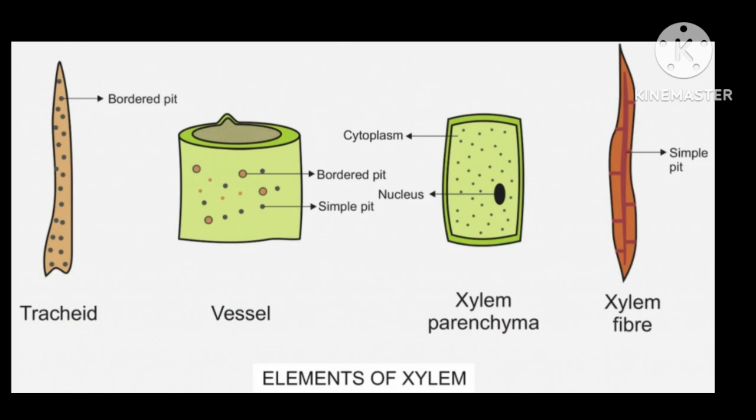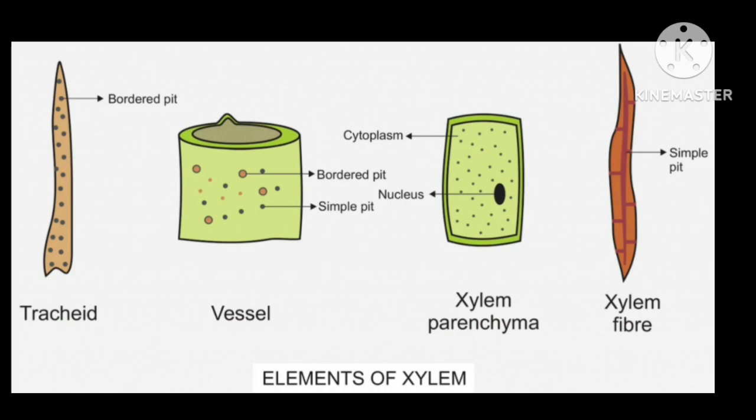Next comes the vessel. Vessels are tube-like structures placed one above another. Both their ends are open. In xylem vessels, there are different types of thickenings which are also called pits. They support mechanically and they transport water, minerals and salt laterally and vertically upward.